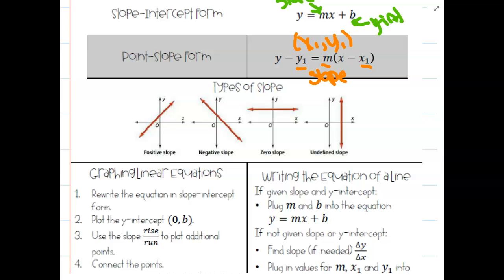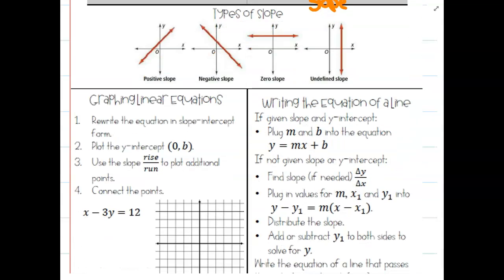Now, like I said, though, your book likes to leave the answers in point slope form, which is fine. It's not incorrect, but I definitely prefer slope intercept form. It's easier to graph. It's easier to tell more about the line, so we're always going to turn it from point slope form into slope intercept form. And we'll practice that over here on the right.